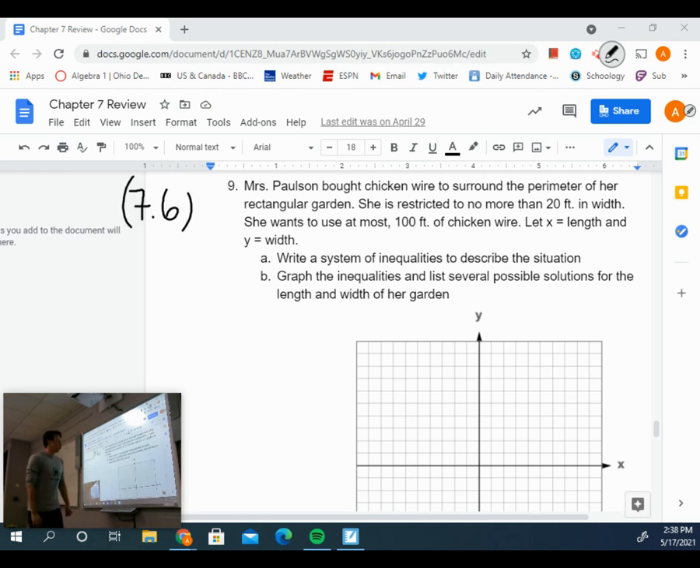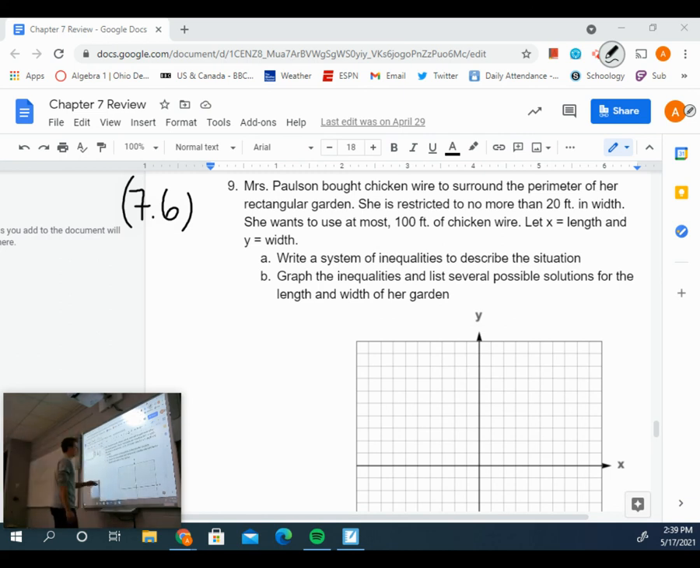So Mrs. Paulson bought chicken wire to surround the perimeter of her rectangular garden. She is restricted to no more than 20 feet in width. She wants to use at most 100 feet of chicken wire. Let x equal the length and y equal the width. We want to write a system of inequalities to describe the situation. We want to graph the inequalities and list several possible solutions for the length and width of her garden. And that's all we're asked to do.